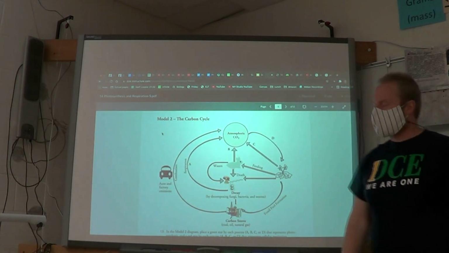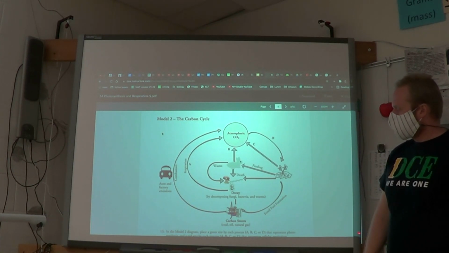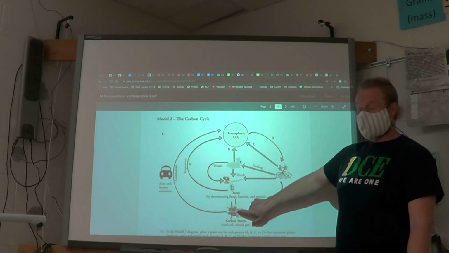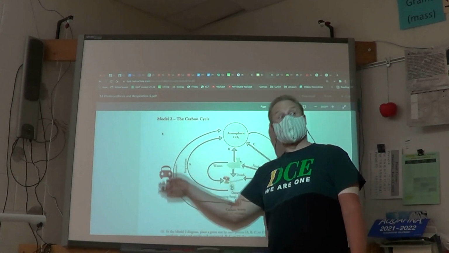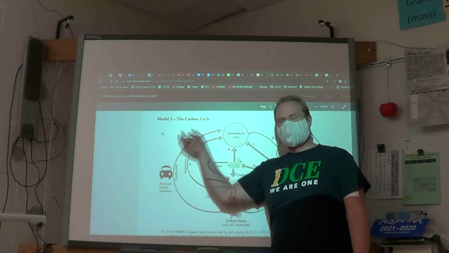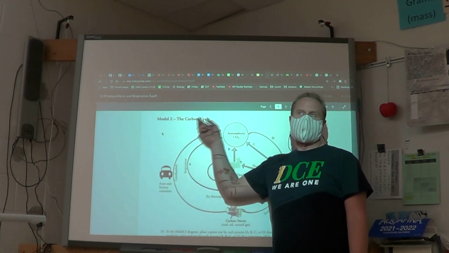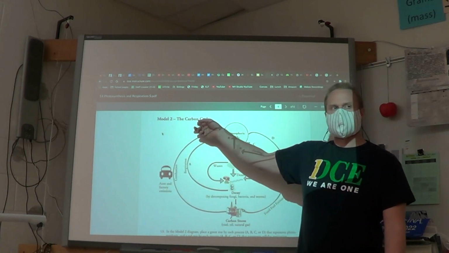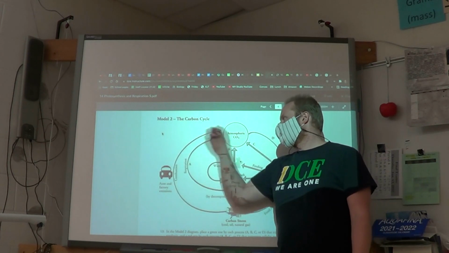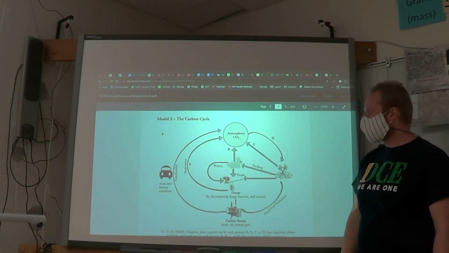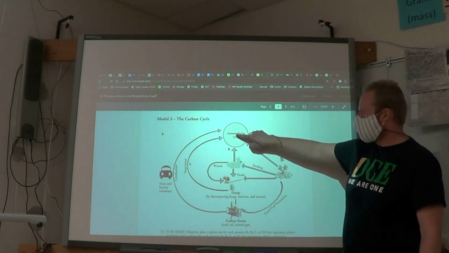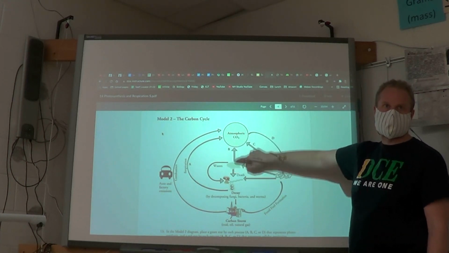So what happens is a combination of a couple of things. We are using lots more of this. These fuels have been out of the carbon cycle for a couple million years, and now we're burning a lot of it. A lot of you drove a car to school or rode a bus or used some form of fossil fuel to get here, and you release carbon dioxide. Some of you walked, which didn't.